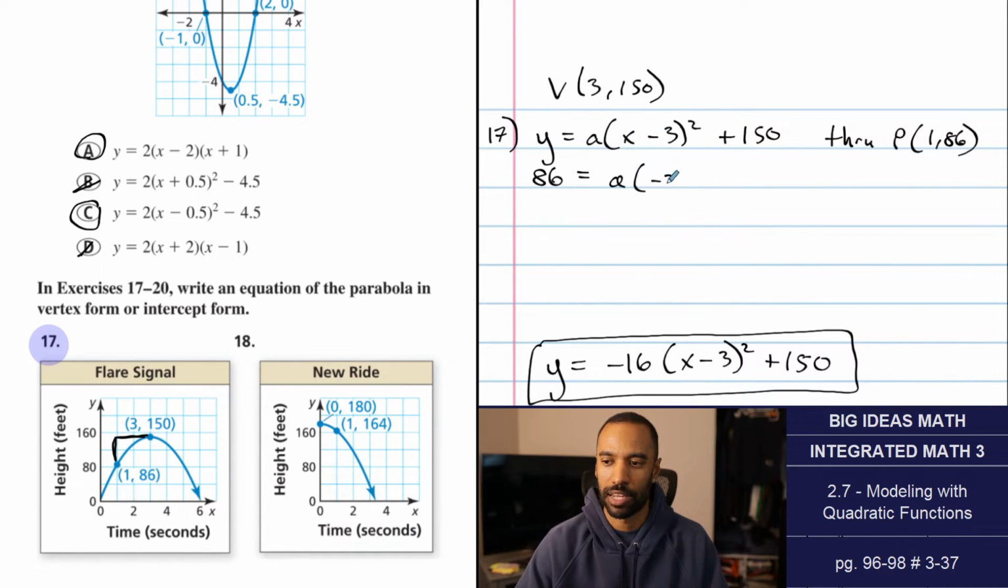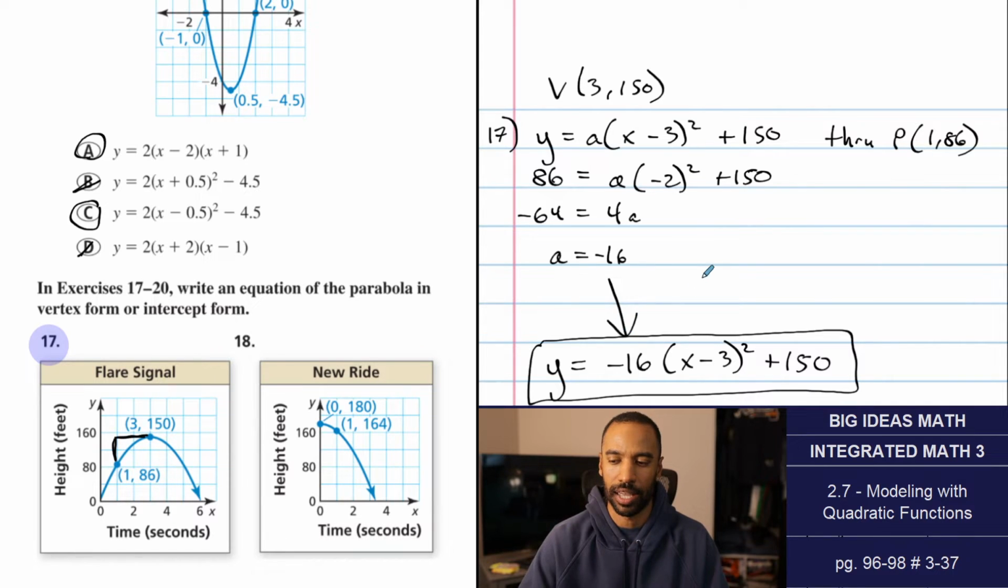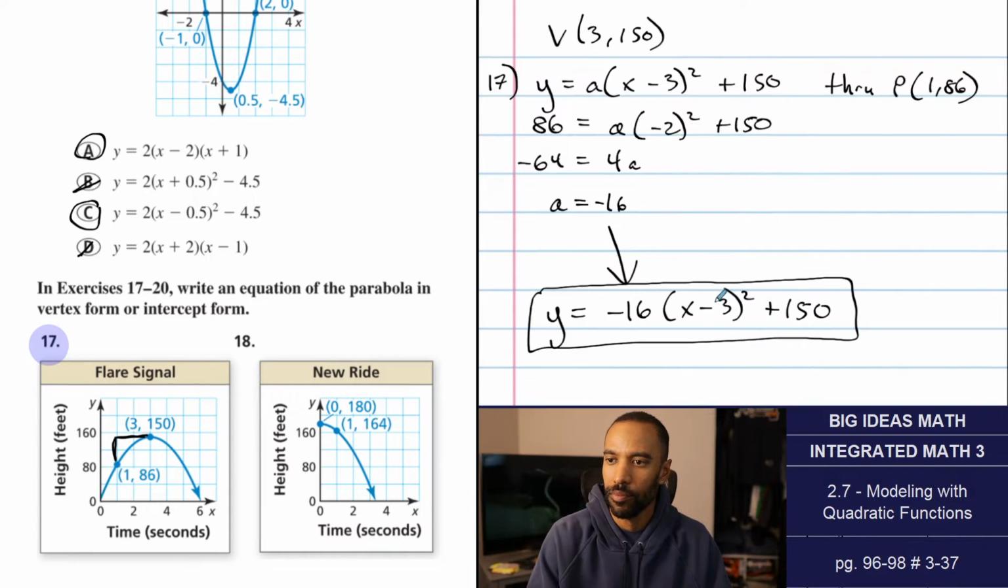1 for x. 1 minus 3 is negative 2. Subtract 150 over here, you get negative 64. Negative 2 quantity squared is 4, so you get 4a. Divide both sides by 4, you get a is negative 16. This is where we're getting that number there. All right, that's number 17.